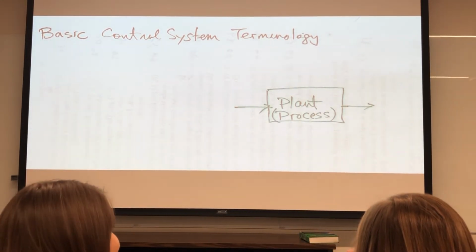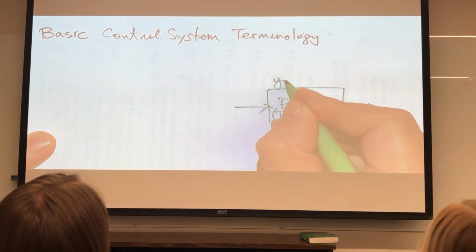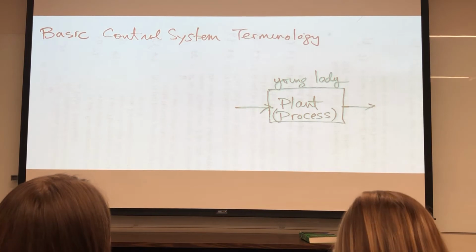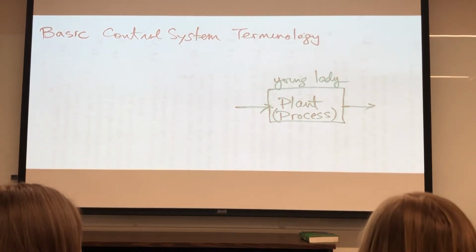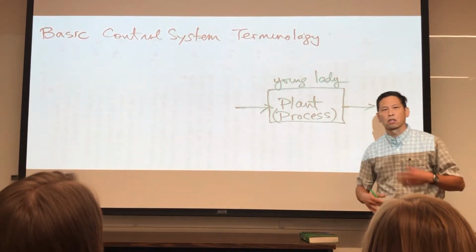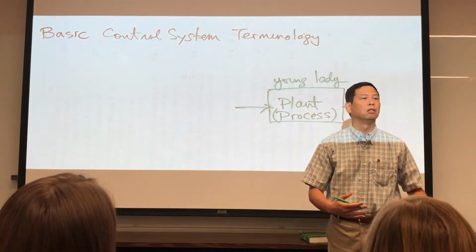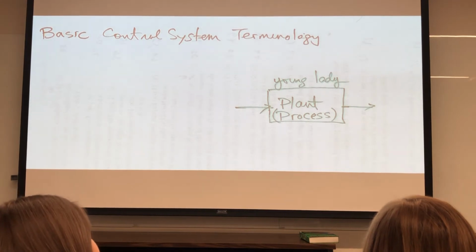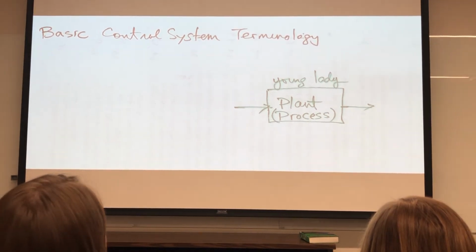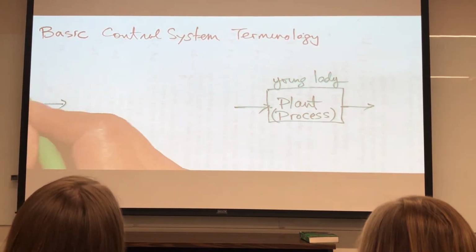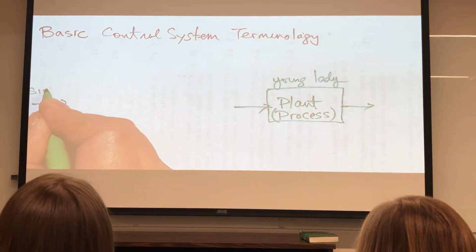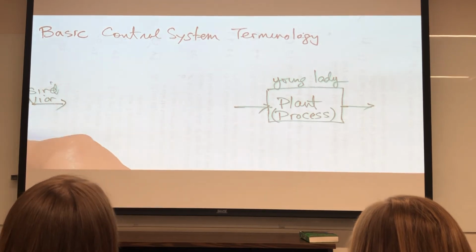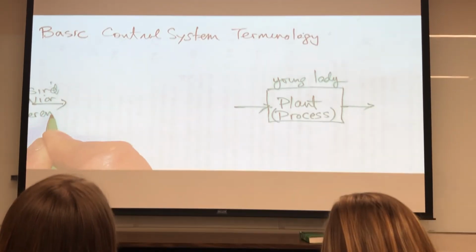So this is the process. We'll talk about it from a man's perspective. The ladies can also look at this. This is the plant or the process whose behavior we would like to make right. And over here, this is the desired behavior, and in control systems, we call this the reference.